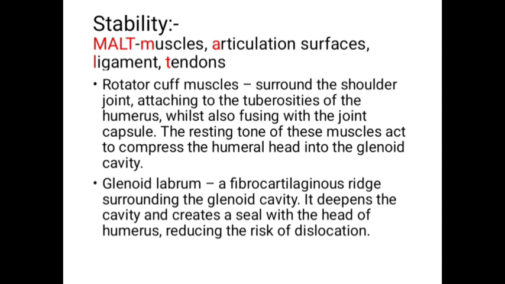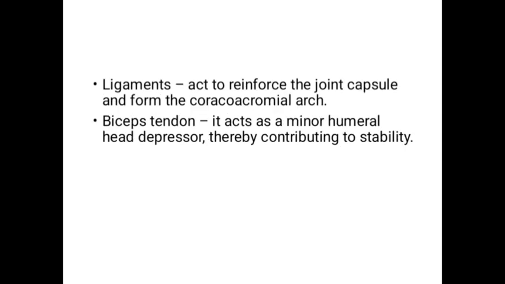The next is the glenoid labrum. The glenoid labrum is a fibrocartilaginous ridge around the glenoid cavity. It deepens the cavity and creates a seal with the head of the humerus, reducing the risk of dislocation. The next is the ligaments. The ligaments act to reinforce the joint capsule and form the coracoacromial arc. Finally, we have the biceps tendon. The biceps tendon acts as a minor humeral head depressor, thereby contributing to the stability.